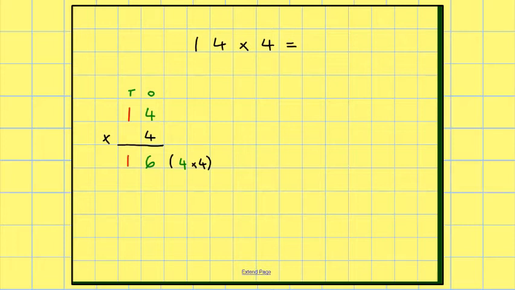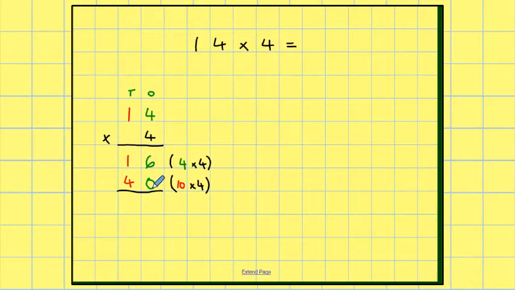The next thing we do, we multiply our 10 by the 4. So that's this tens number by the 4, don't we? So 10 lots of 4 are, you've got it, 40. So do that one. Then we add them up.